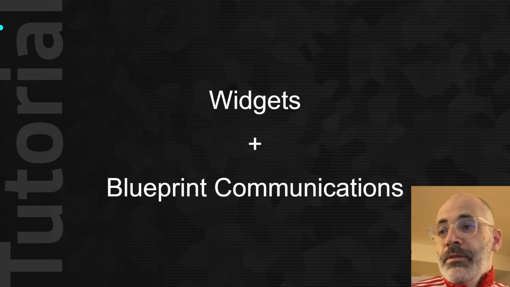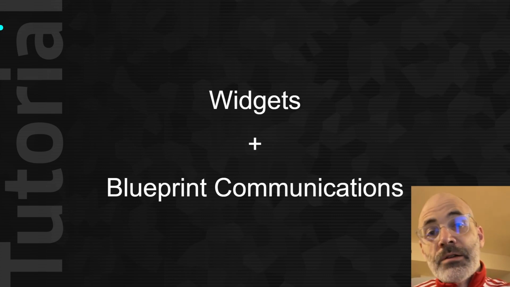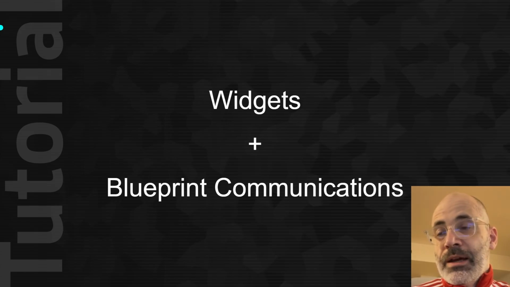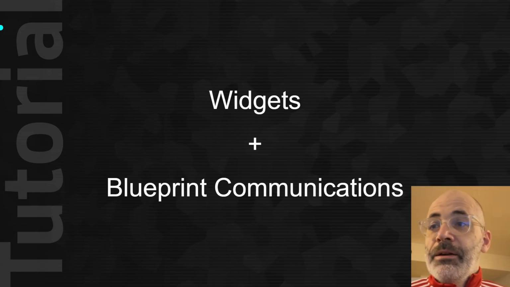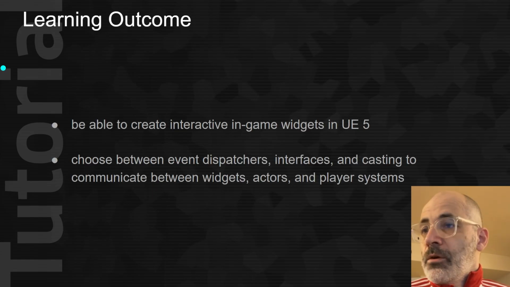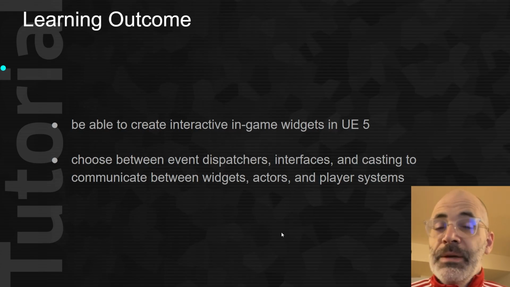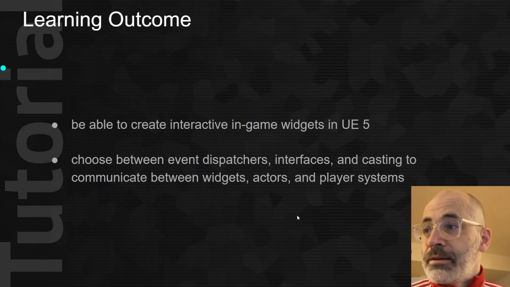And these blueprints need to communicate with other parts of Unreal. So we are going to look at a few ways that communication can be done and get you on the road to understanding how to make a widget and how to communicate between the different parts. So you'll be able to create interactive in-game widgets in Unreal Engine 5 and choose between event dispatchers, interfaces, and casting as a means of communicating between the different blueprints you have in your project.